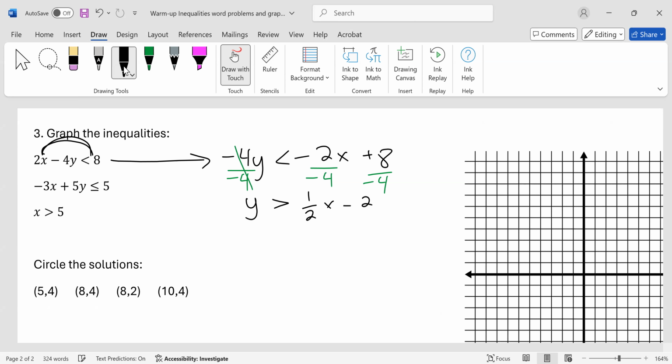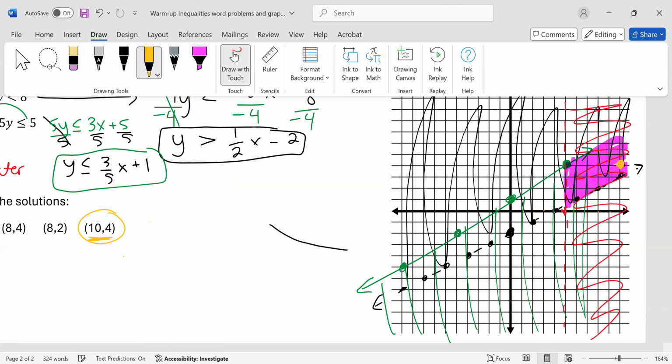Yep, 10-4 is right there. So that's a solution. I'll circle it. 8-2. Is that a solution?